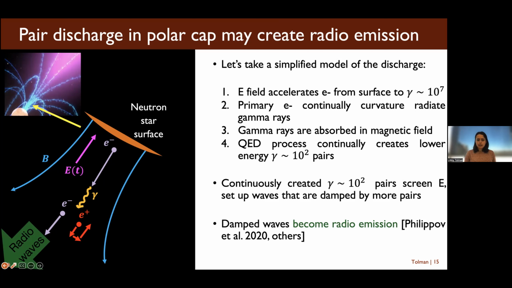And as this process goes on, more and more lower energy pairs will keep being added to the system by this QED process. So these waves will occur in a plasma that is getting more and more plasma added to it, and this process will damp the waves. Now, these plasma waves will eventually be able to escape the cloud of pair plasma that exists in this region as Poynting flux, and they could become the radio emission that we actually observe from the pulsars here on Earth.